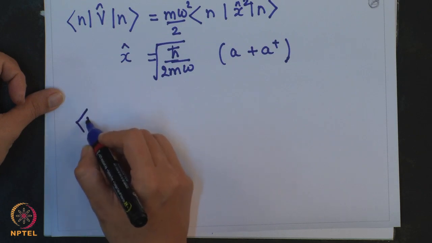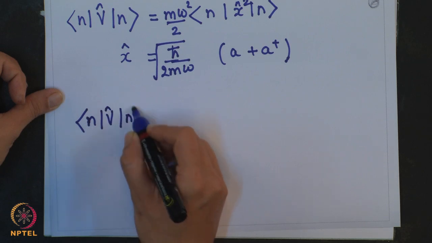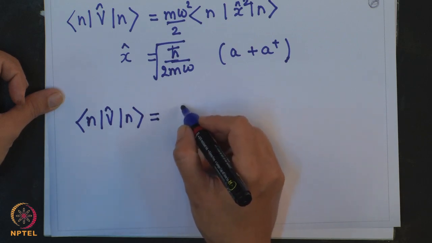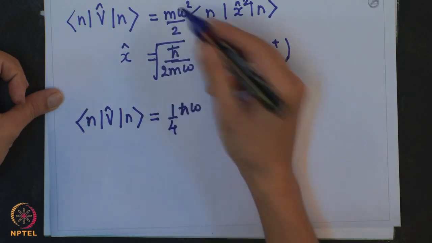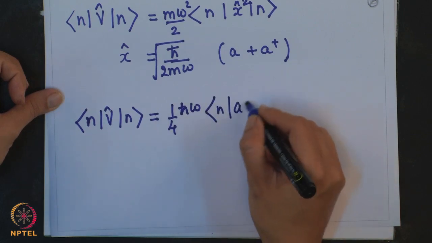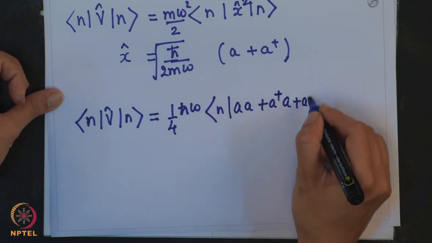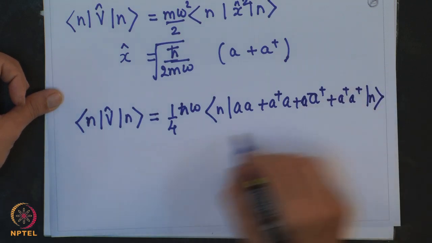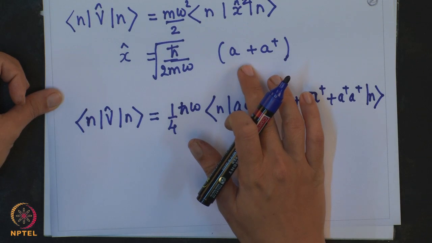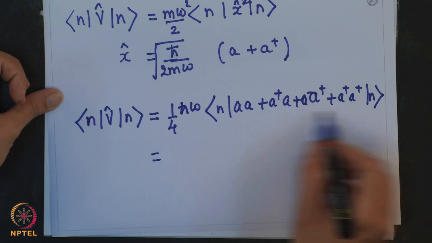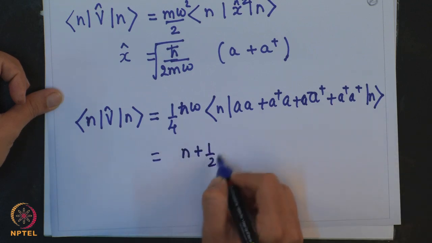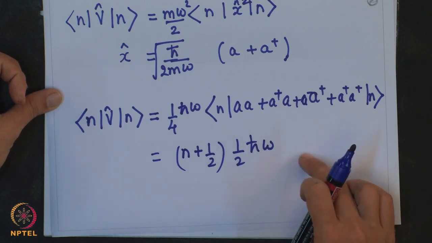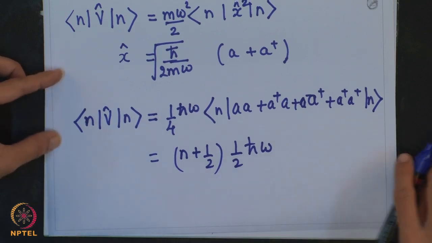So, the matrix element would look like this. I will try to write it in a simplified form. If in doubt, please check once. h cross omega by 4 times a plus a dagger, a plus a dagger, would give a a dagger plus a dagger a, between n and n. This is what you obtain by taking the square of the position operator. Again, what I obtain here is the same as the previous result. You have to explicitly check this. It is similar, but you can go through it once so that you are thorough with it.